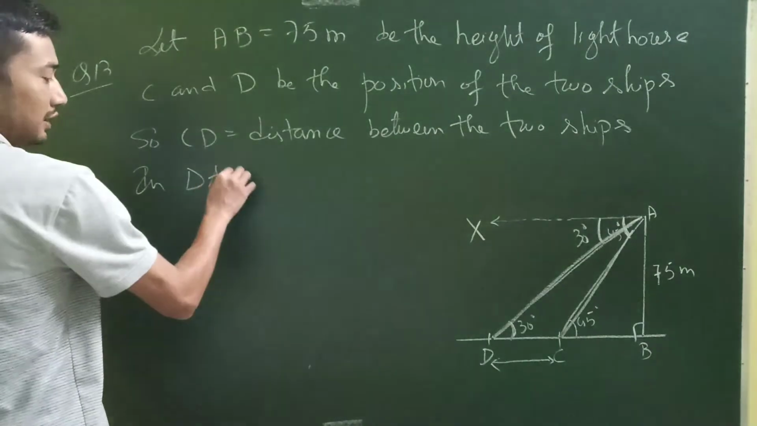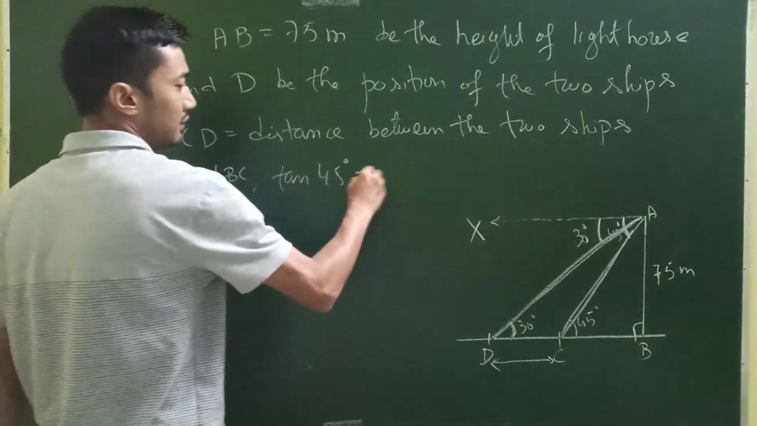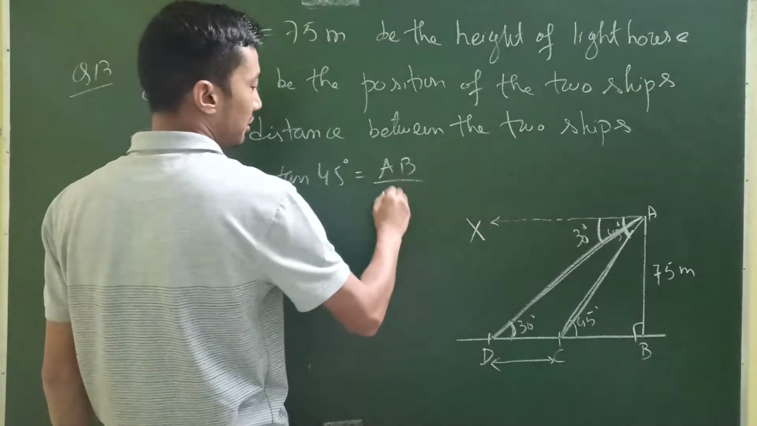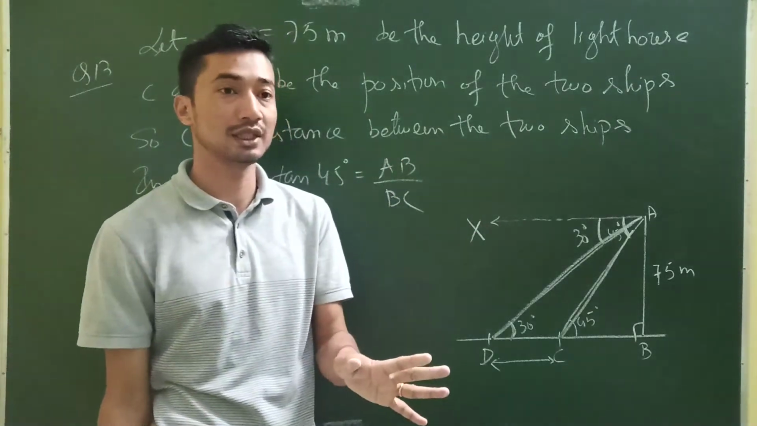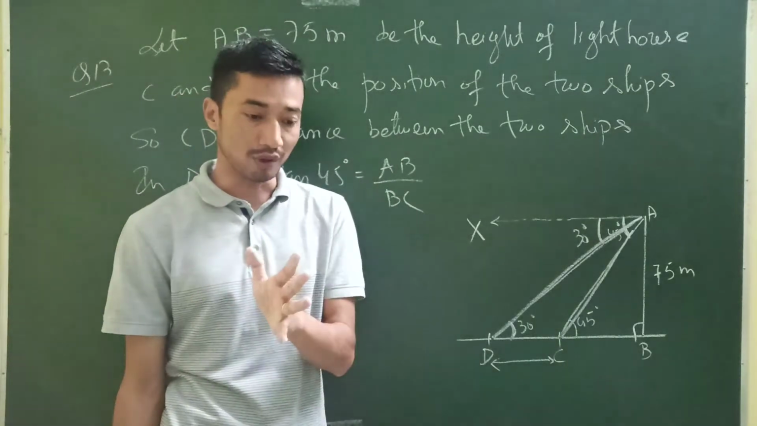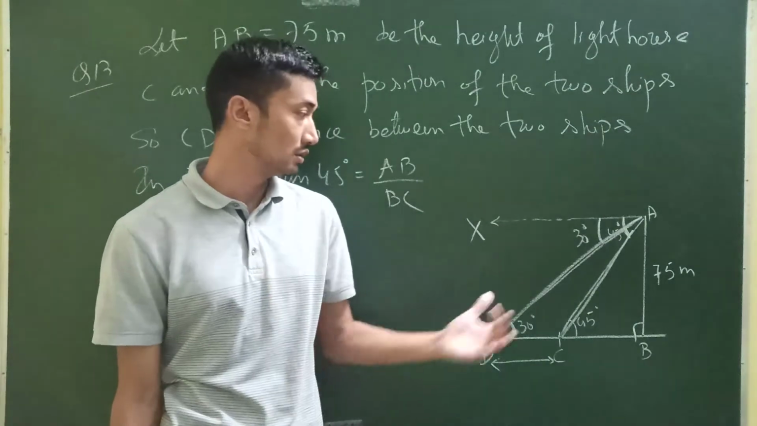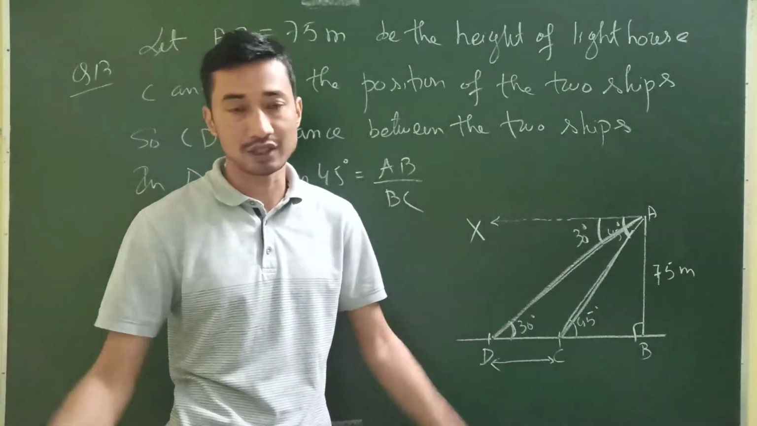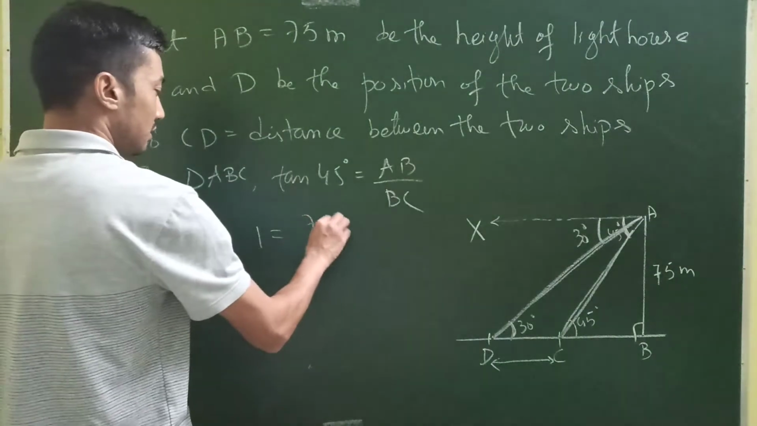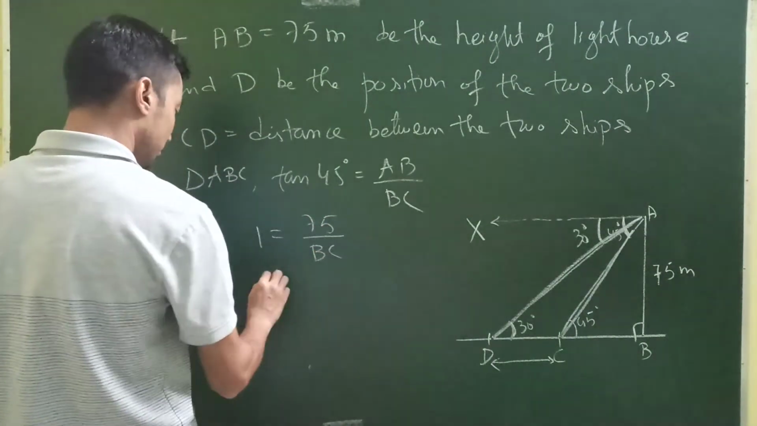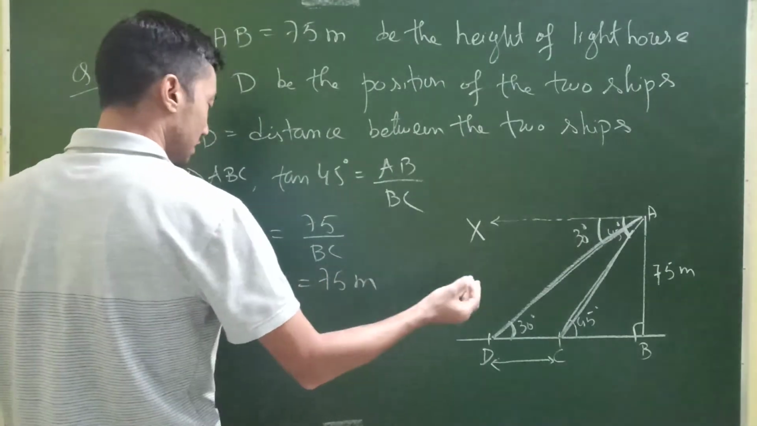So in triangle ABC, as usual, tan 45 is equal to AB by BC. What did I say before in the other questions, that the key to solving a problem is always with the figure. You get your figure correct, just solve the triangles, you get your answer. So 1 is 75 by BC, cross multiplying, BC is equal to 75 meter.